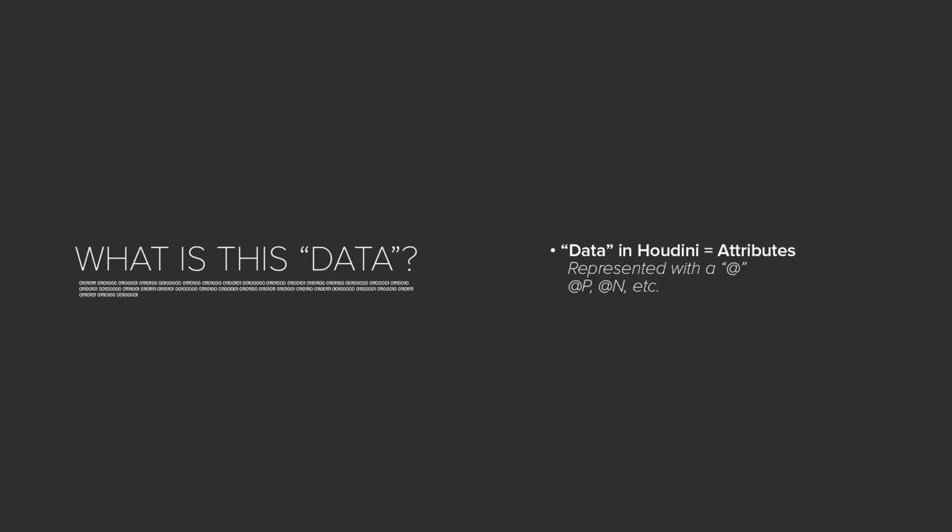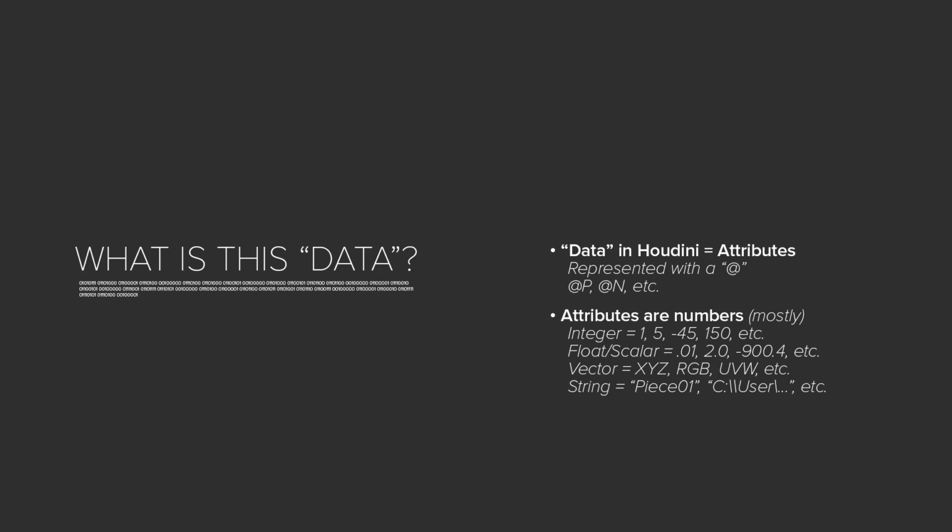In Houdini, the data mostly takes the form of attributes. They're represented in Houdini lingo and code with the little @ sign, so @p for position or @n for normal direction. Attributes are numbers mostly. They're integers, which is your whole numbers, 1, 5, -45, 150, etc. They're float or scalar numbers, 0.01, 2.0, -900.4, whatever. They're vectors, which is your XYZ, RGB, UVW numbers, etc. But then there's also things like strings, which are mostly not numbers, names, file paths, that kind of thing.